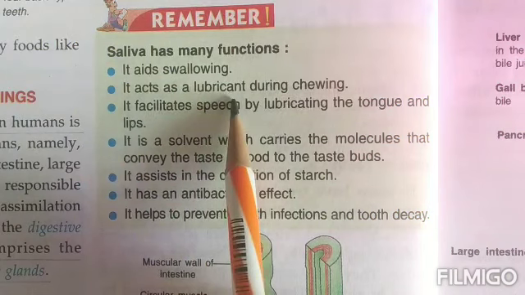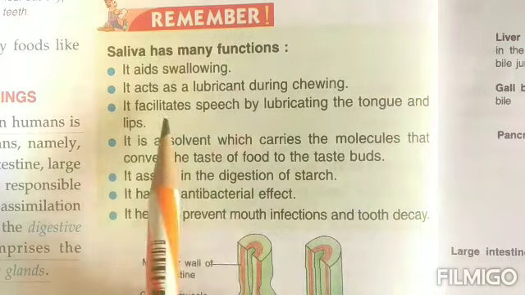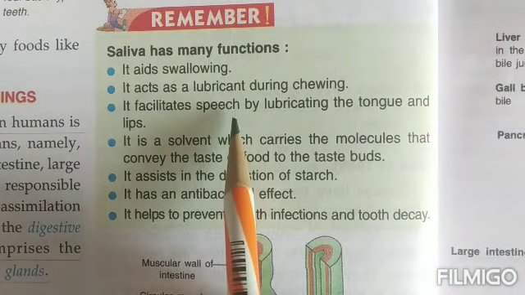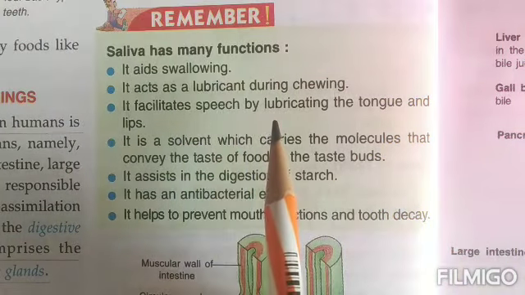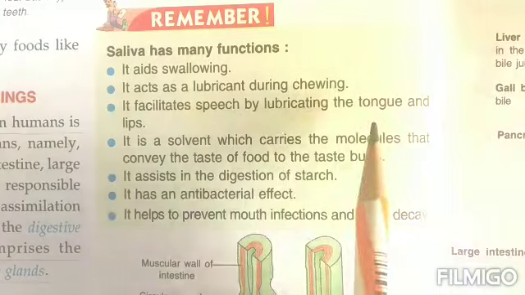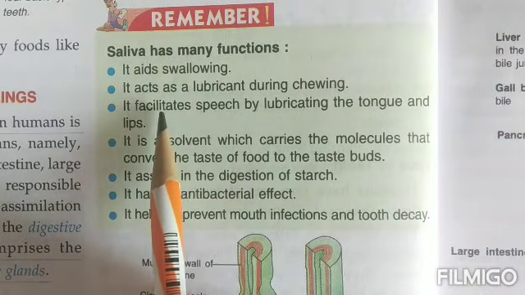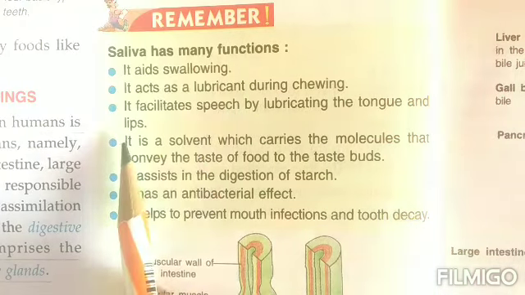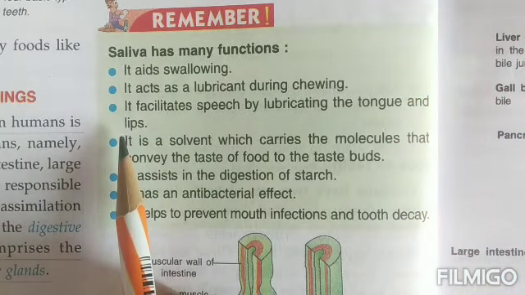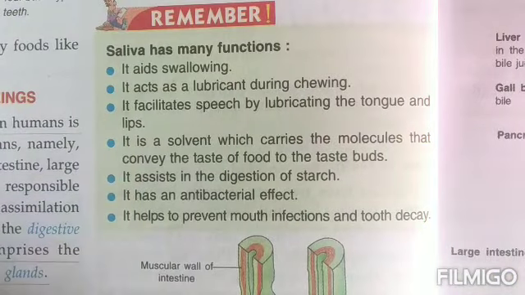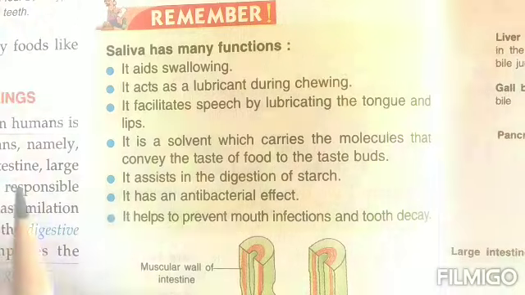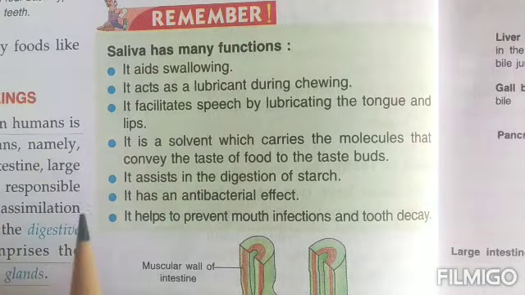It acts as a lubricant during chewing. It helps to make chewing very easy. It facilitates speech. That means you are able to speak clearly because of the lubrication of the tongue and the lips that is provided again by the saliva. Remember, at times during the summers, when it is very hot, the saliva starts drying up in your mouth, and then you feel as if you're not able to speak properly, and you start feeling very thirsty because the saliva starts drying up.